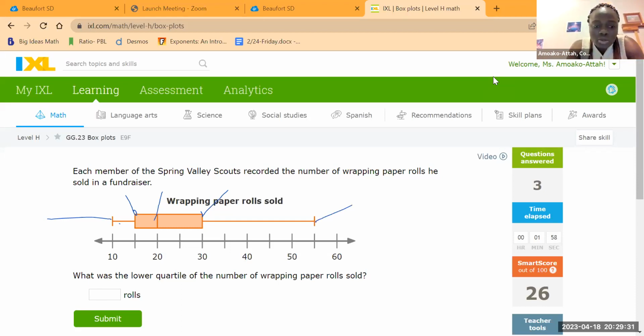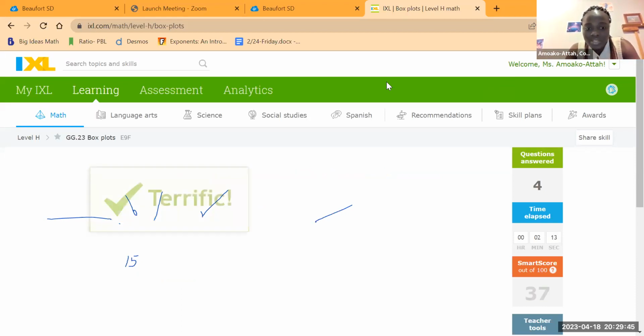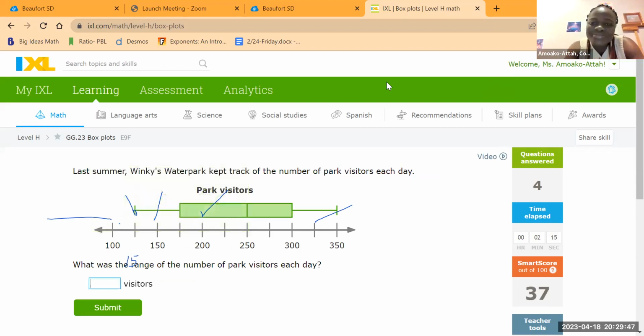So knowing this, what is the lower quarter? And the lower quarter is on this line. And this line is what? 15, because it's a 5, 5, 5 interval. That's all. So now our lower quarter will be 15. Are we correct? Good job.